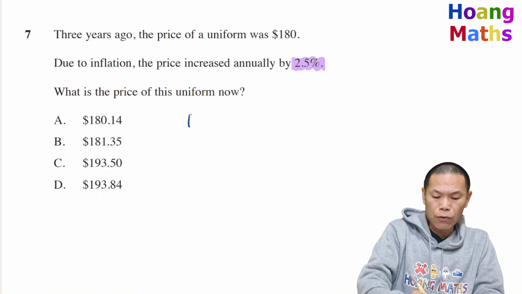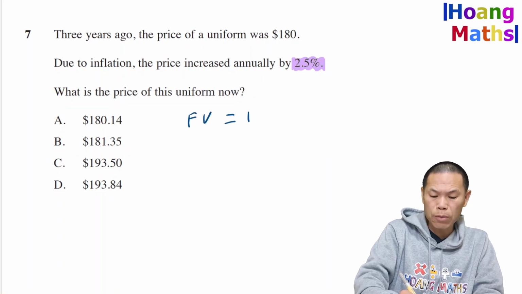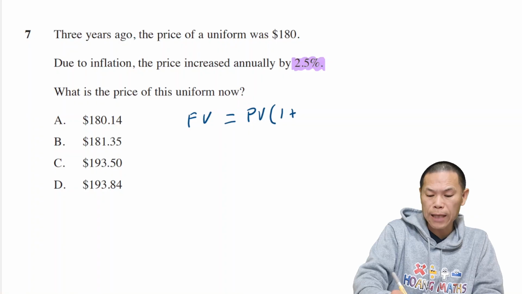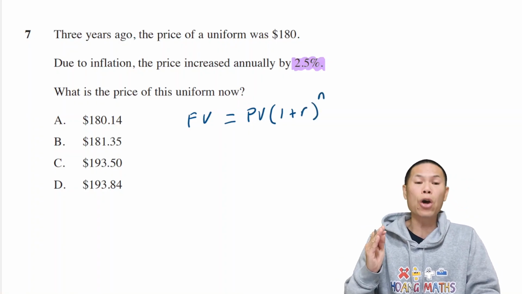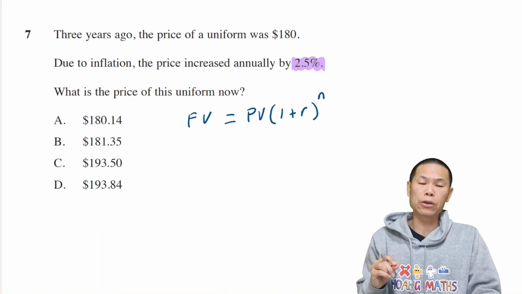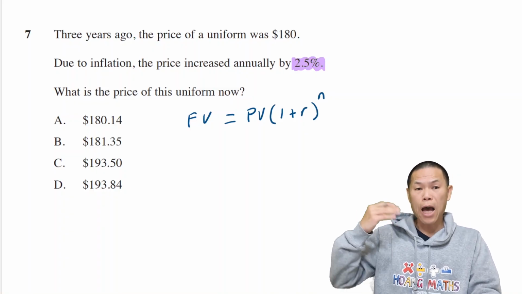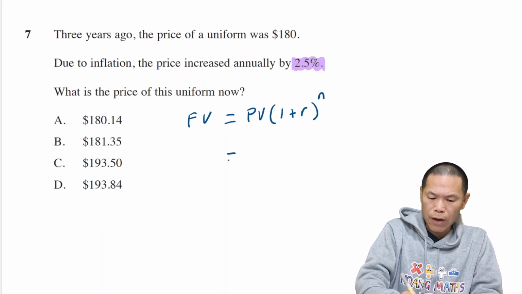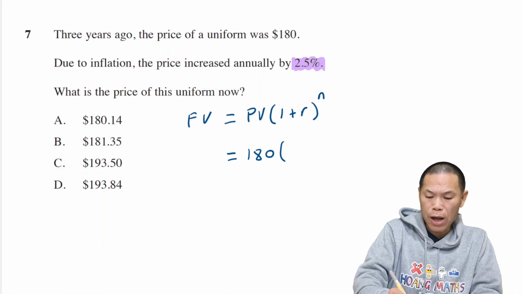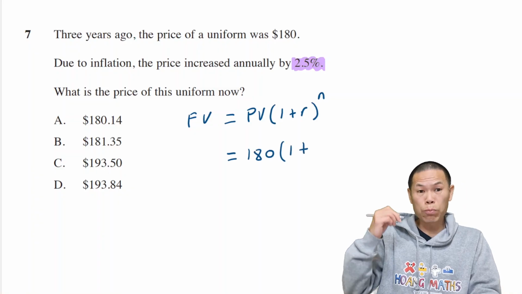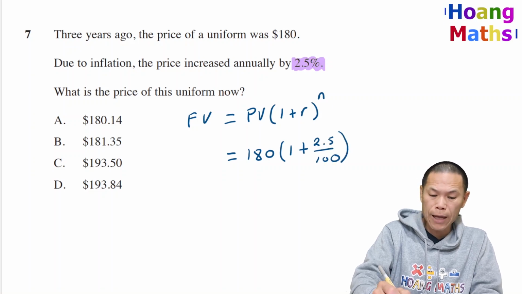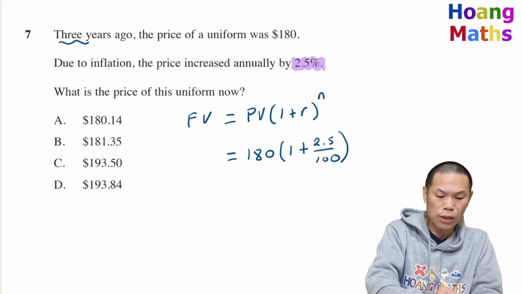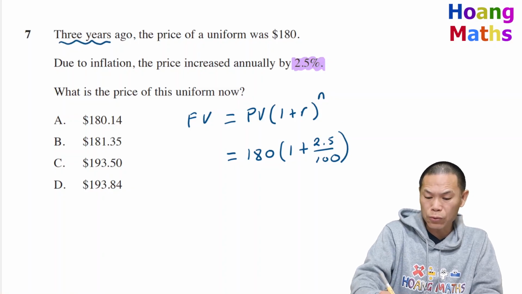So we know that the future value is equal to the present value times (1 plus r) to the power of n, because 3 years ago it was $180. So therefore now the price must be higher. So that will give us 180 times (1 plus 2.5%). 2.5% means 2.5 per 100, to the power of n, where n is the number of years. That was 3 years ago, so that means now would be 3 years.